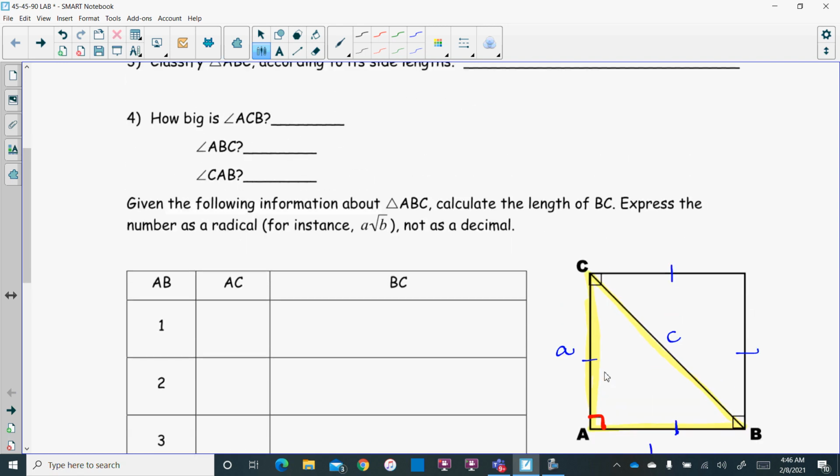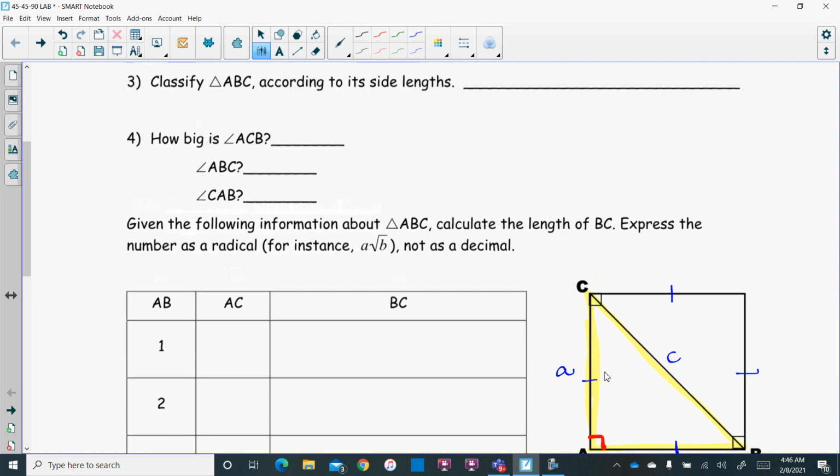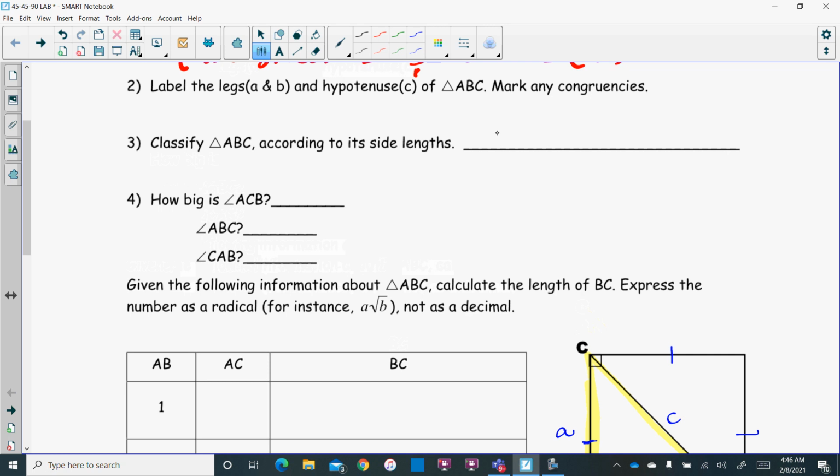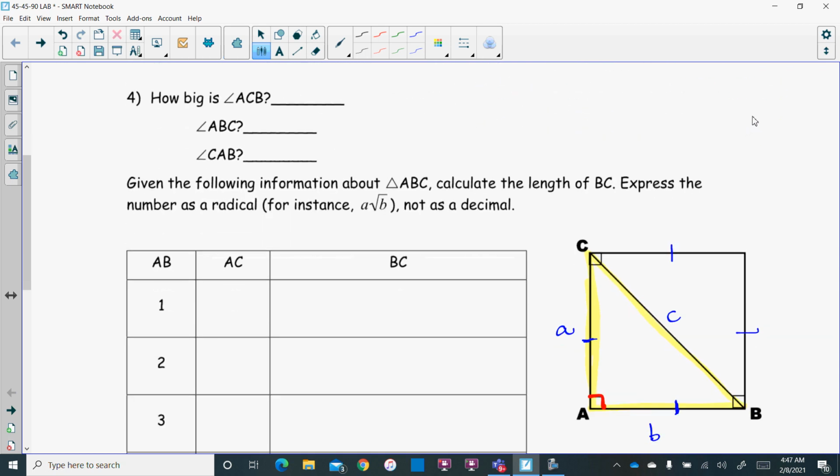If I'm looking at just the triangle, they want us to classify this triangle by its side lengths. The minute I see two sides congruent, then I know I have an isosceles triangle, and the reason we know that is we have two congruent sides. Forgive my handwriting here. Now they want us to do some measuring. How big is the angle A to C to B? They're referring to this angle, I'll do that right here.